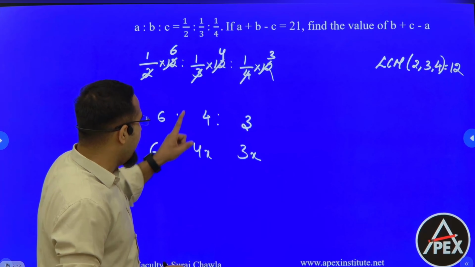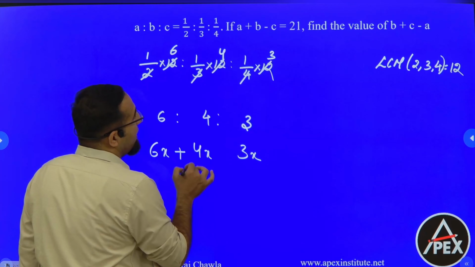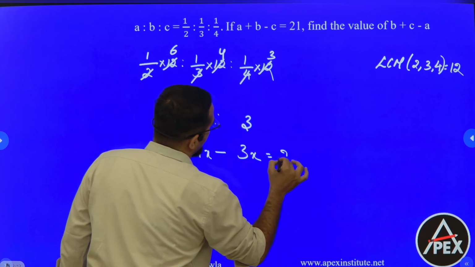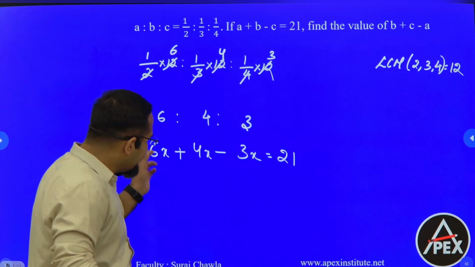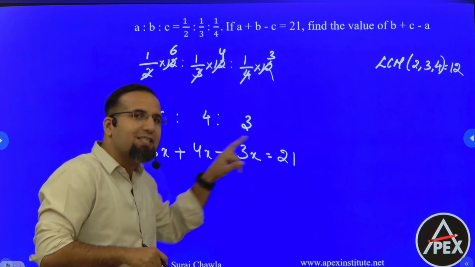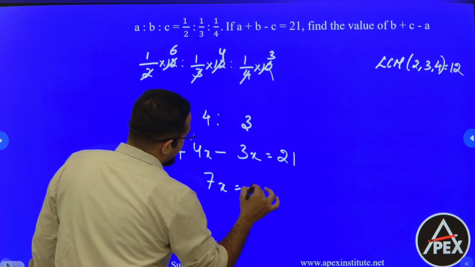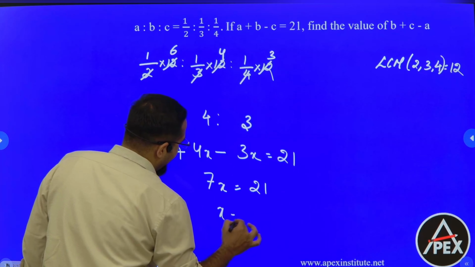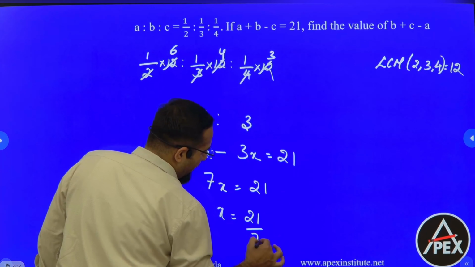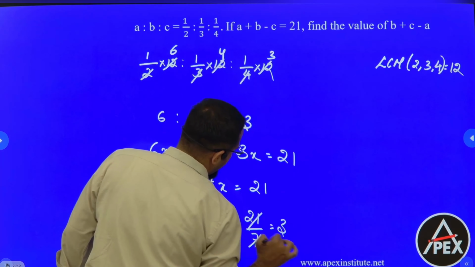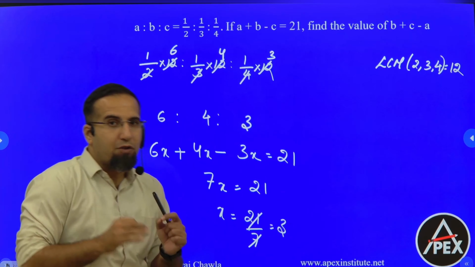Now what is the question talking about? The question says A plus B minus C is equal to 21. So what is 6x plus 4x? That is 10x. What is 10x minus 3x? That is 7x. So what do we get from here? We get 7x is equal to 21, or we get the value of x is equal to 21 by 7, which gives me how much? 3. So we got the value of x is equal to 3.